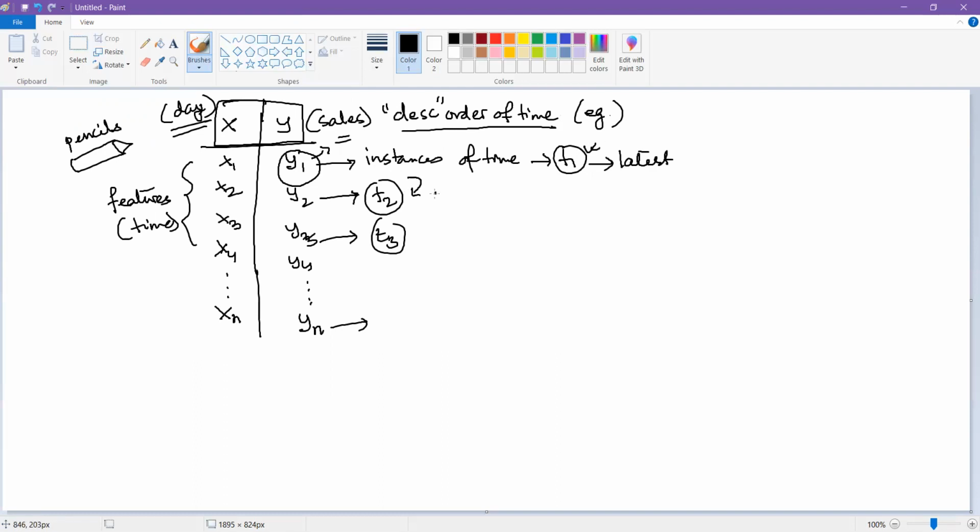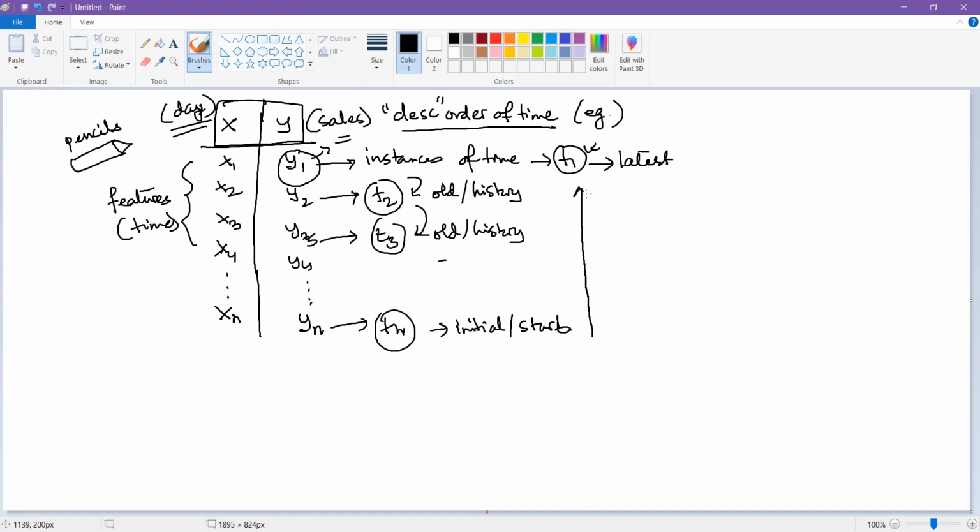followed by what has happened at T2. So this is old, or I can say history. And then T3 becomes the history or old value for T2, and so on and so forth. Then at the end, it will be Tn. So this is like the initial value, the starting value. If I draw a line, this is the direction in which, basis time, the value of y is changing, whether in the positive direction or in the negative direction. That is not really my concern.